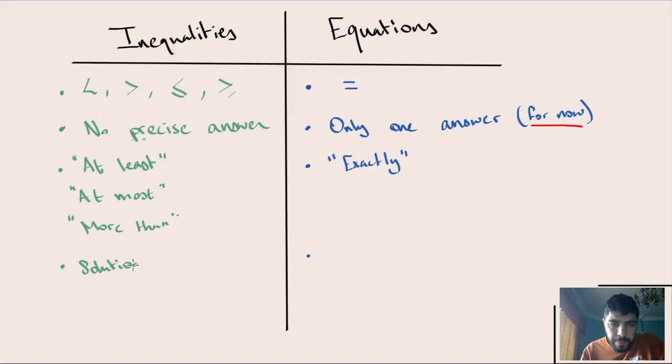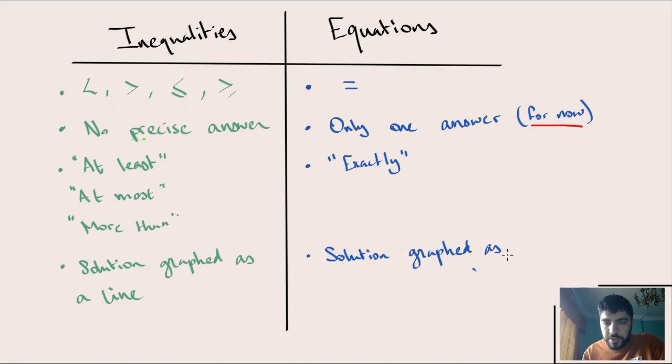Lastly, the solutions to inequalities are graphed as a line. You saw that we put a point and drew a line, or an empty circle and drew a line. Whereas with equations, the solutions are only graphed as a point, which is slightly boring. Okay? Inequalities are more realistic because usually in real life, things don't have to be exactly equal to certain numbers, but need to be higher or lower or within a range. Okay?